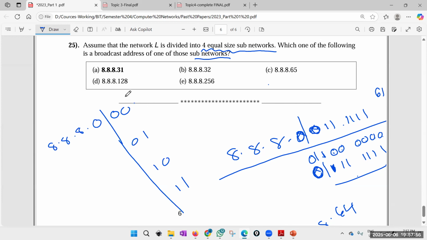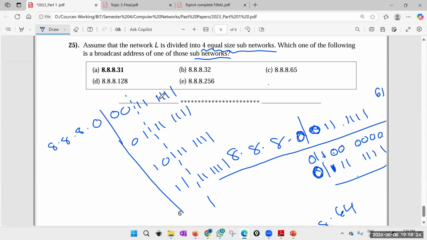So anyway, this is our subnet part. Then I'm interested in broadcast IDs. That is why I'm filling with ones. 1111. That is the first broadcast ID, the smallest IP address. This is the next broadcast ID. This is the next broadcast ID. And this is the next broadcast ID. Okay. Right. So let's see whether this one is there.